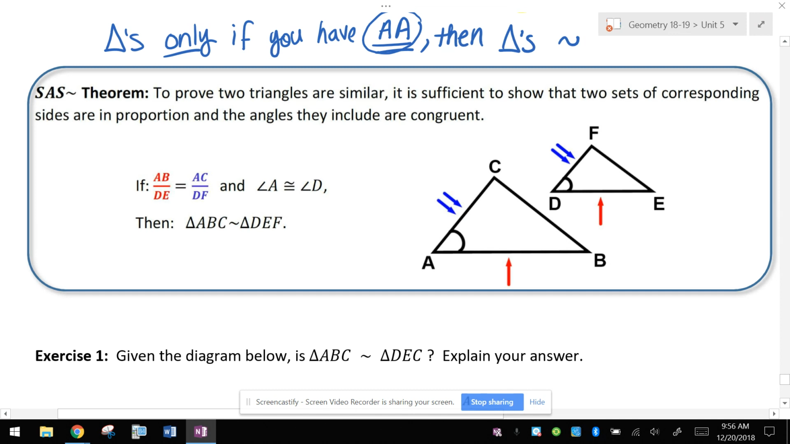Well, what if I don't have two angles? What if I have only one angle? Or what if I have none of the angles? Can I still establish similarity? And the answer is yes, you can, in two very specific circumstances. So one of those is SAS similarity. To prove that two triangles are similar, it's sufficient to show that two sets of corresponding sides are in proportion, and the angles they include are congruent.